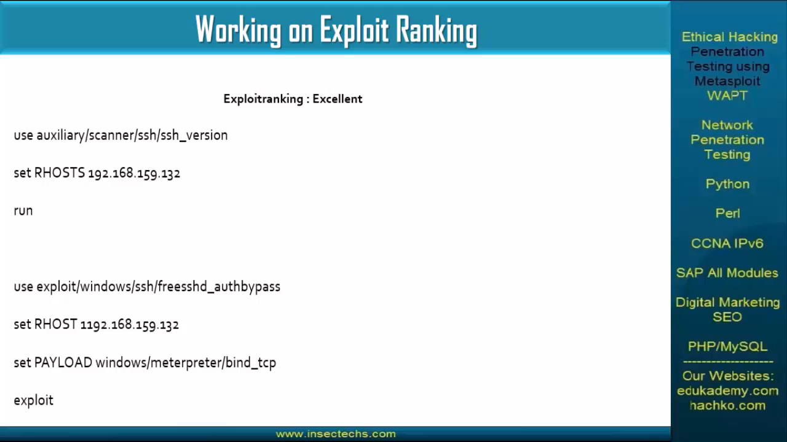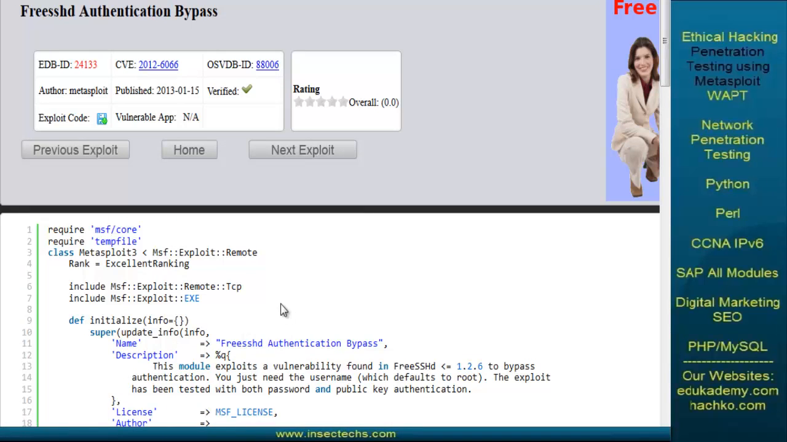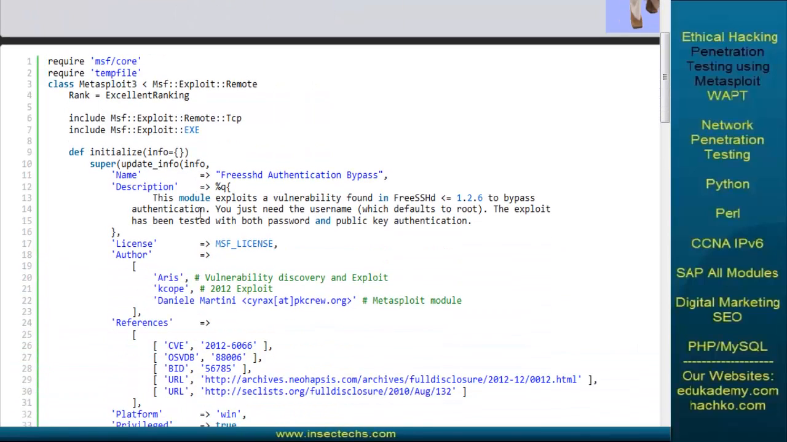As in the previous video, we came to know different types of exploits and their ranking. In this video, I have taken an example, an exploit with Excellent ranking. So we will be using this particular exploit for triggering the vulnerability. Let me open up Mozilla Firefox, and this is the address for the following exploit, that is FreeSSHD authentication bypass. What this exploit does is bypass the authentication vulnerability in this application, that is FreeSSHD versions less than or equal to 1.2.6.